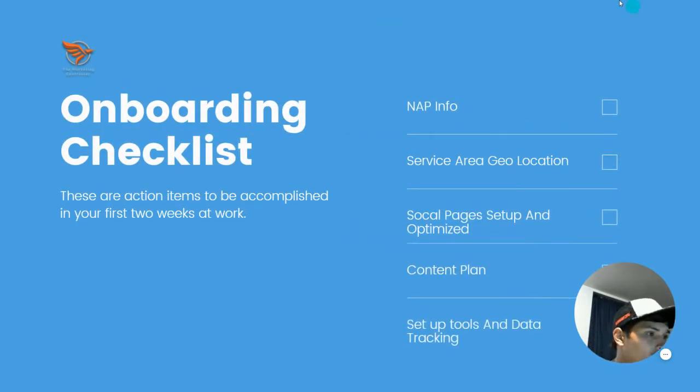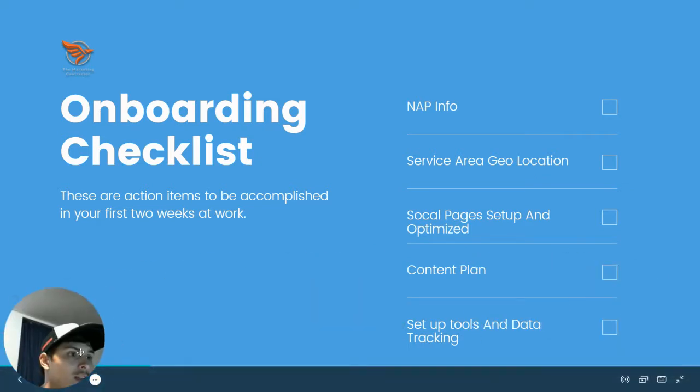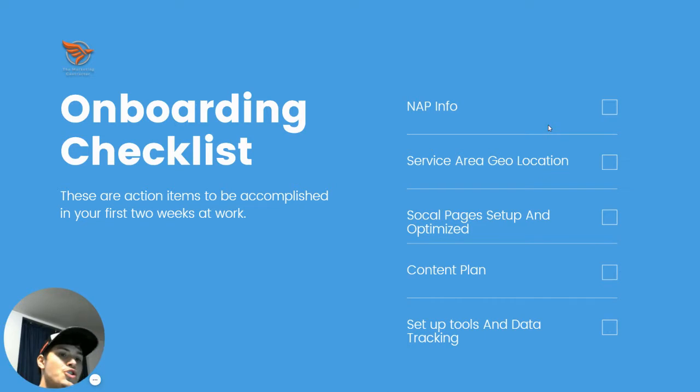This first little checklist we're going to cover is very simple. The first thing we need is your NAP information. So that's your basic business info, your name, address, your phone number, your website URL, that basic information that's going to be displayed across different directories online.